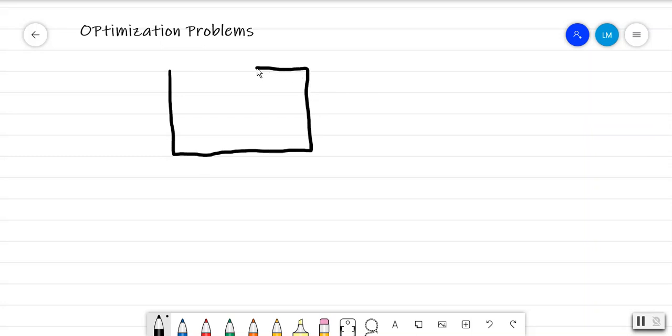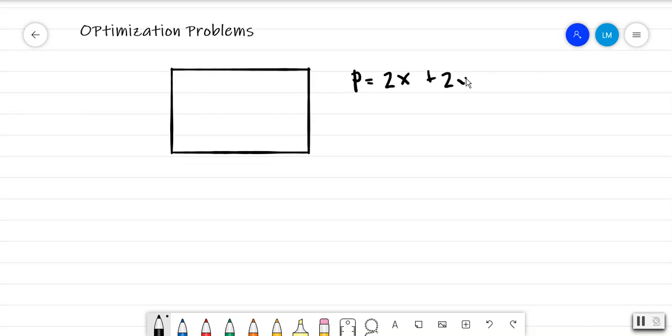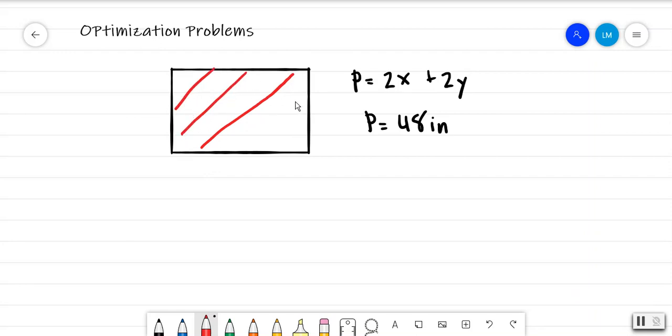happens to be 48 inches, so if we have that the perimeter is 2x plus 2y, and then we have that the perimeter is equal to 48 inches, we can actually determine what is the largest possible area for this region. Not only that, but what are the dimensions of it. So typically you'll be given something like this where you have to determine that this is the length, that's the width, and then you know that the area is length times the width.